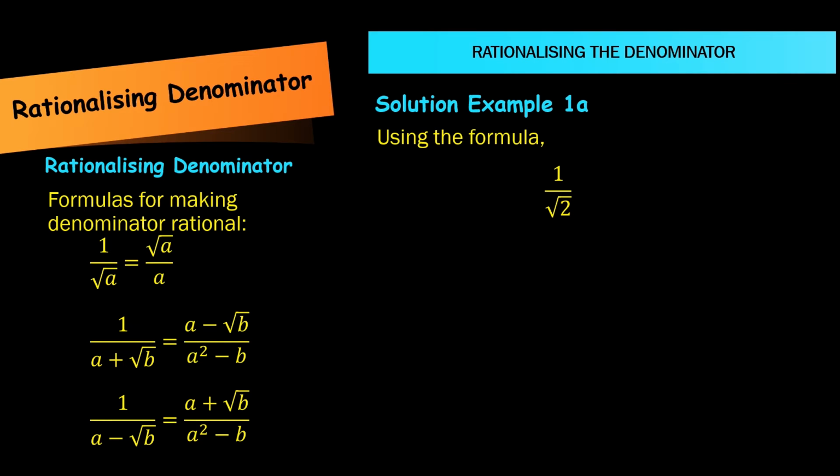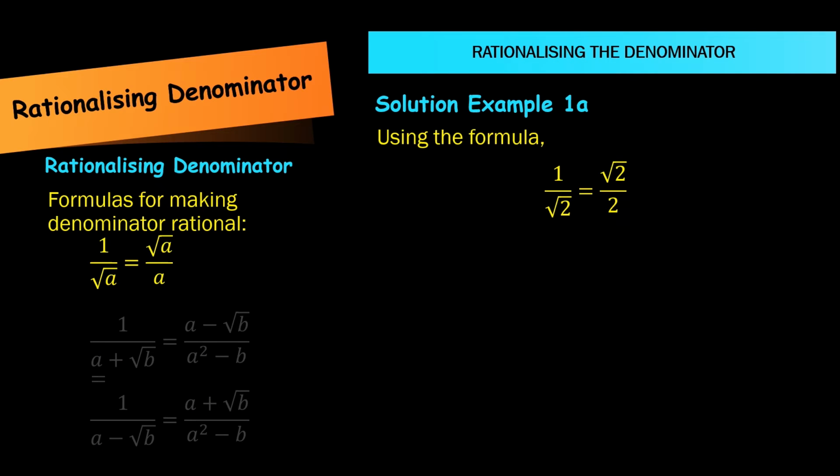So let's solve example 1a first. We need to rationalise 1 over root 2, and we need to apply one of the formulas to do this. The formula which fits is the first one. So 1 over root 2 equals root 2 over 2. The a's correspond to the 2's, so we have root 2 in the numerator for the answer and 2 for the denominator in the answer. And therefore we've rationalised example 1a.